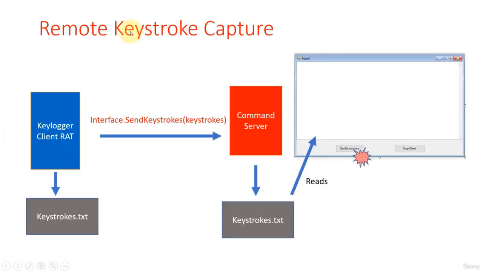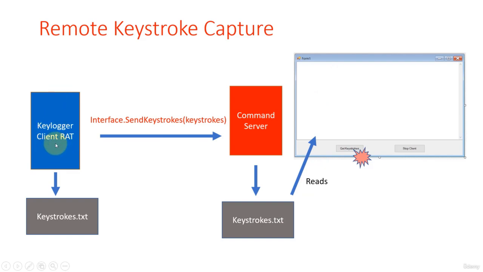And this is the more detailed remote keystroke capture architecture. On the left, you have the keylogger client red. On the right is your command server, and this is the user interface that you will see on the command and control server. When the user on the attacker machine clicks on the get keystrokes command, it will check whether the keystrokes.txt file exists on the attacker's machine. If it exists, it will read the contents and display them inside the text box. But if it does not exist, it will not display.